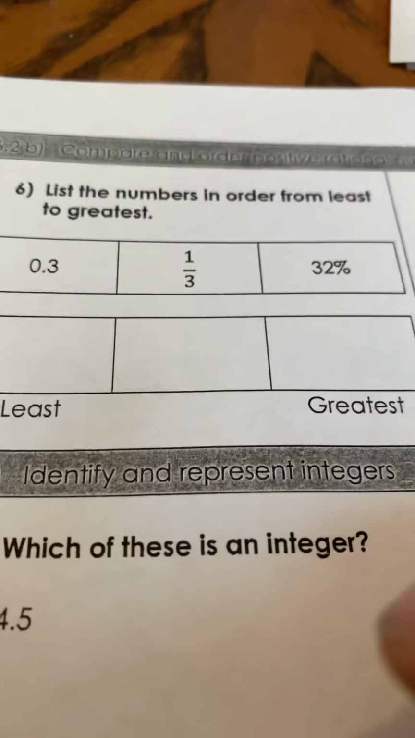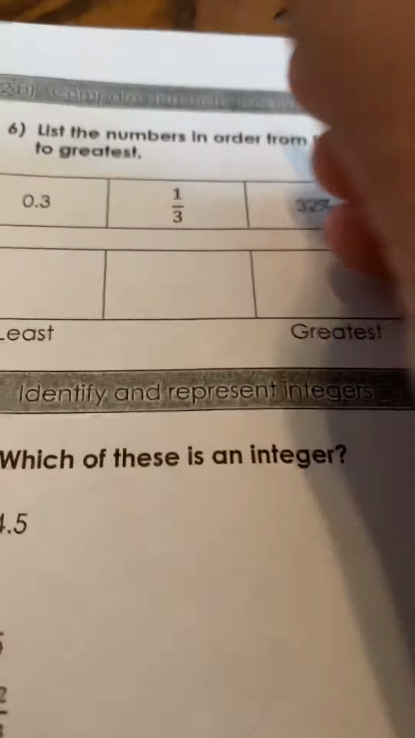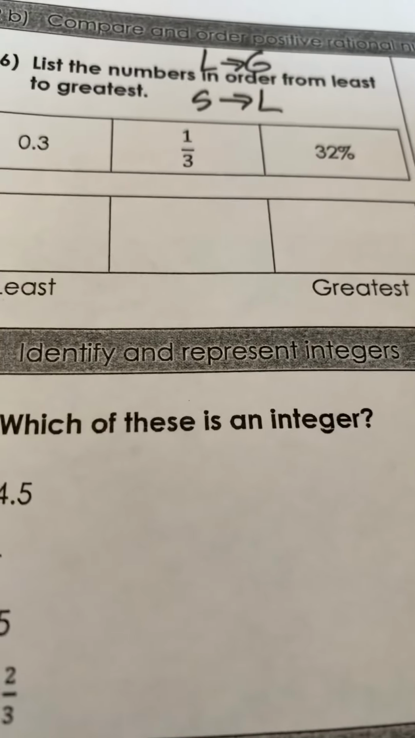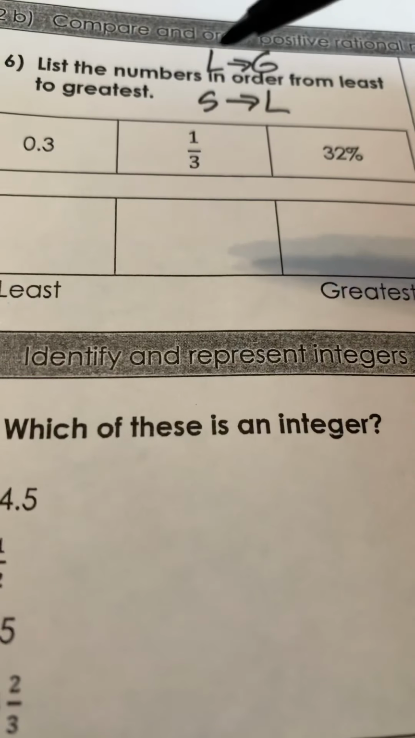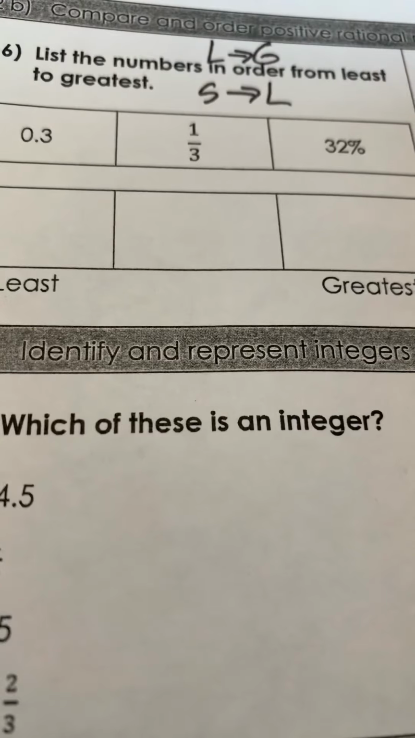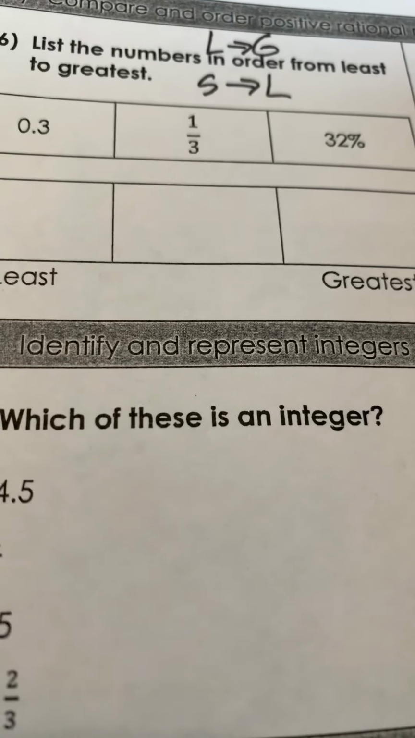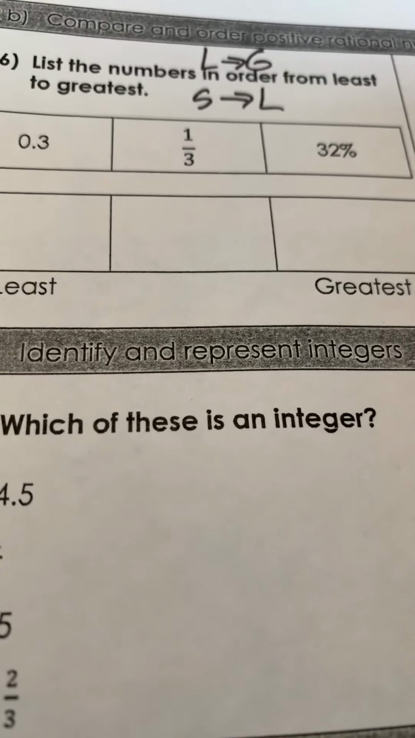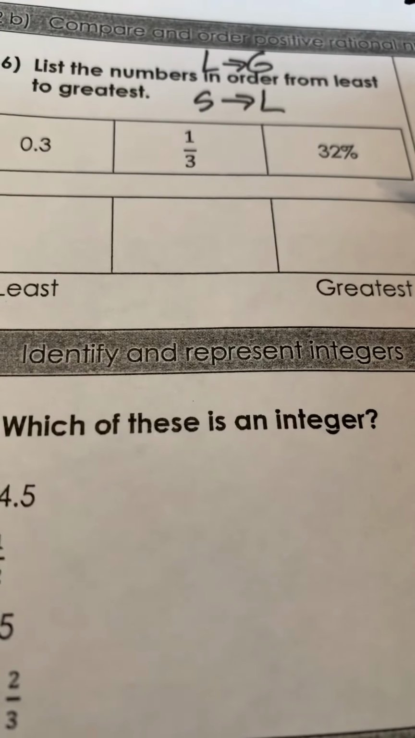All right. 6. List the numbers in order from least to greatest. So my smallest is going to go on the left. My largest is going to go to the right. Now, I want you to notice I have a fraction, I have a decimal, and I have a percentage. I want to get them all the same way. Okay? What I'm going to do is I'm going to make them all percents.